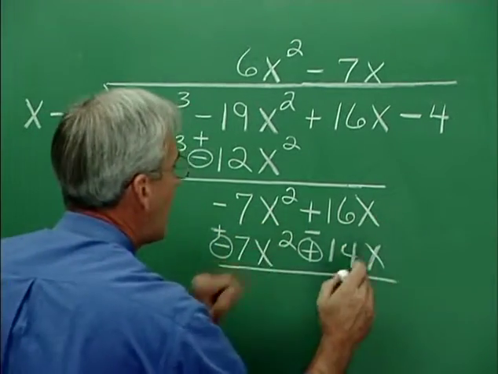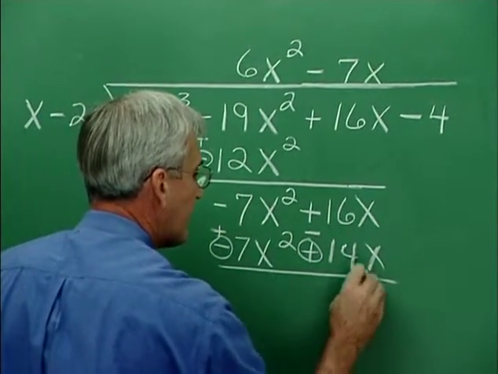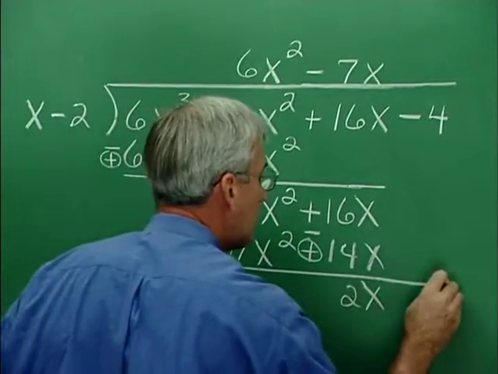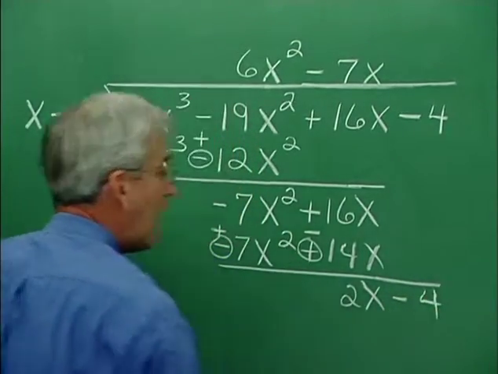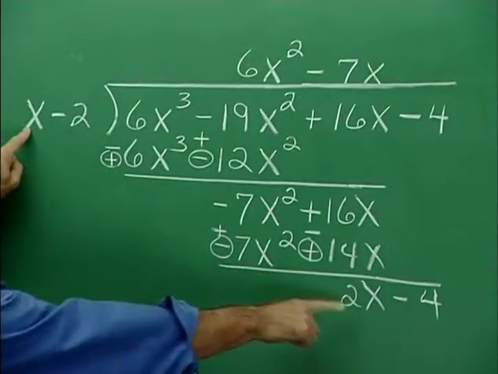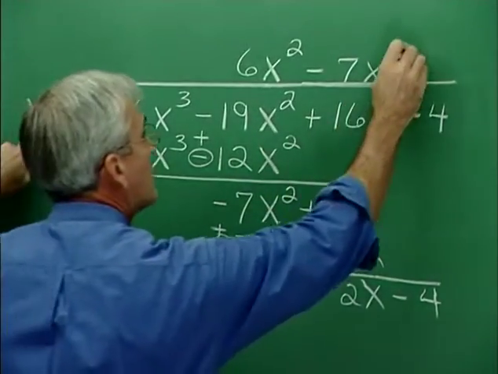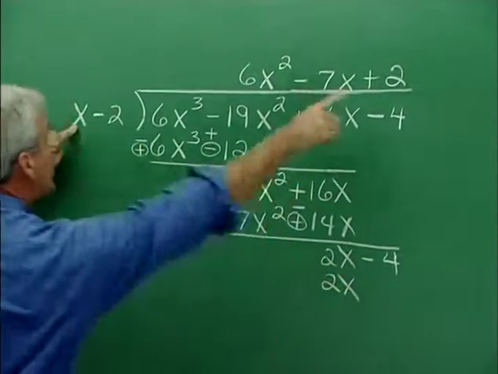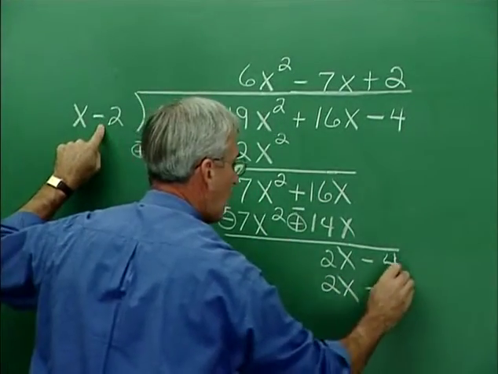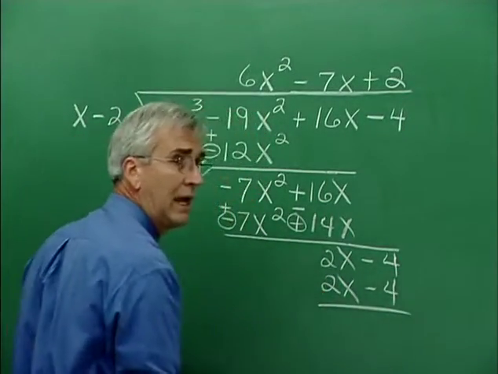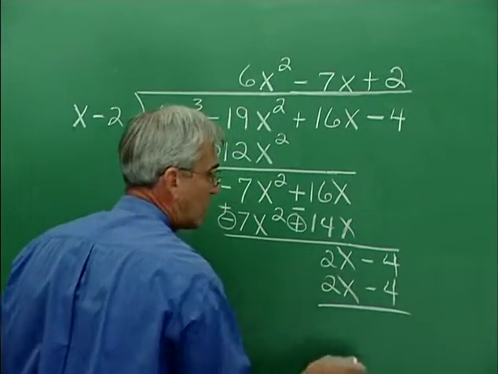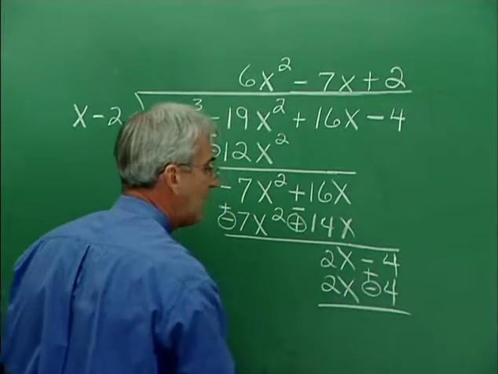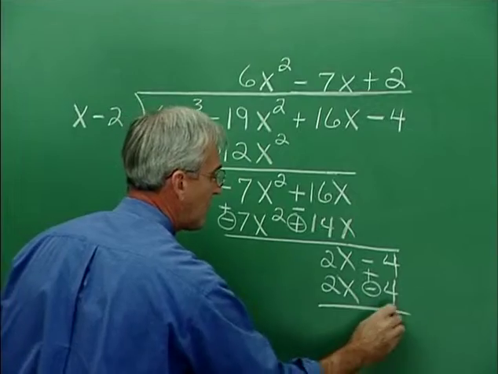Okay, 16x minus 14x, that's 2x. Bring down the next term and start the process again. X goes into 2x 2 times. 2 times x, 2x. And then 2 times minus 2 is minus 4. Draw the line and subtract. Well, subtract means change the sign and add. Minus 4 plus 4, that's 0.